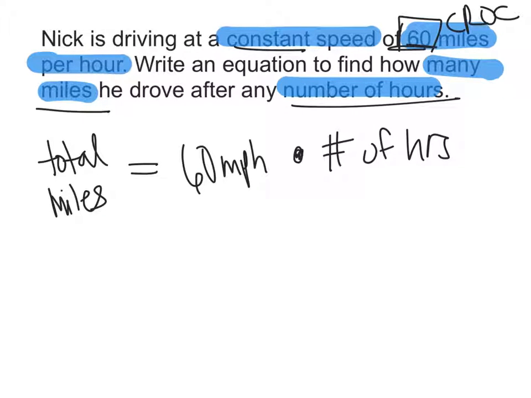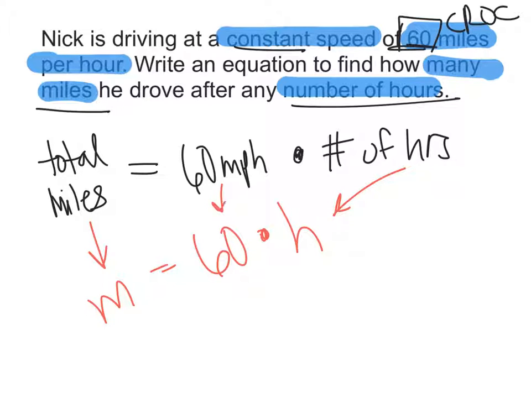So let's go ahead and change our variables. Total miles we could change into T. You could also use the letter M. 60 is going to stay the same. Hours, I would use H. So I might actually change T so that it's an M, just so that we're not getting time and total mixed up. So we have number of hours and 60. Once again, to shorten this, we could do M equals 60H.